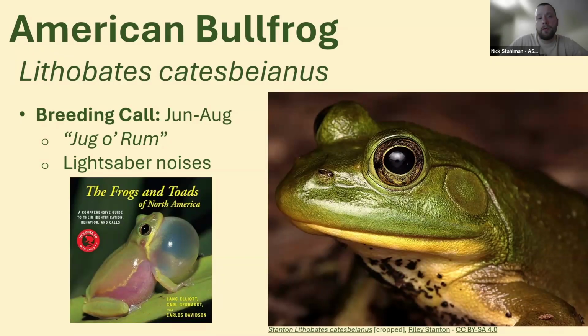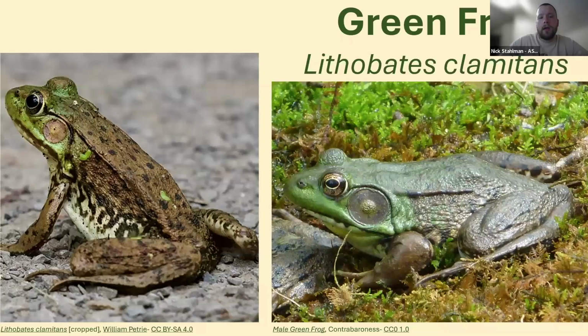That's the American bullfrog. And we're going to compare it with the green frog. Now, green frog, Lithobates clamitans. Clamitans is Latin for cry out. So the one that treads on rocks and cries really loud.